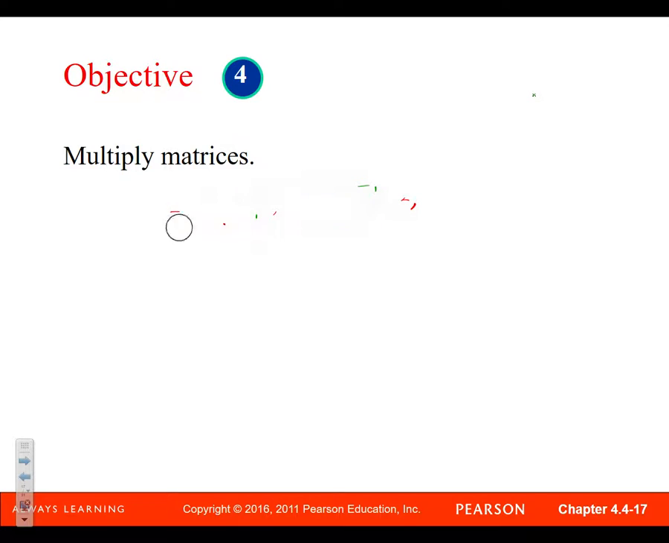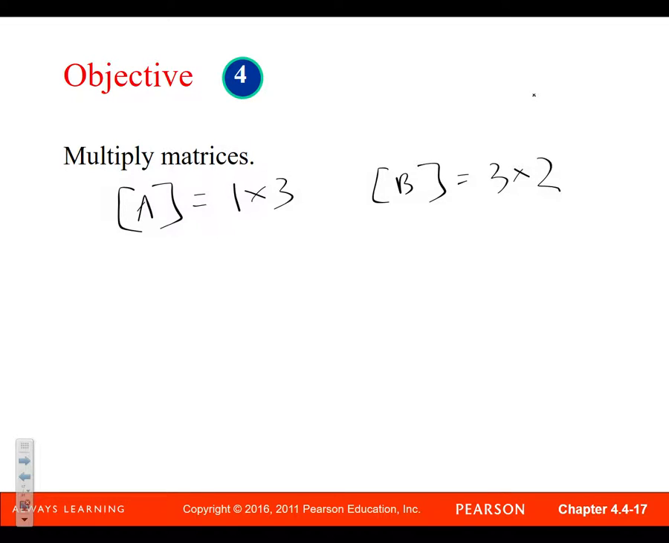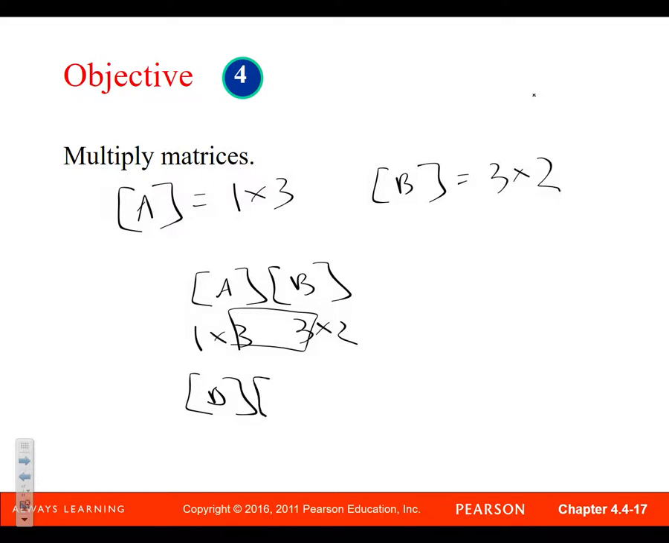Take a look. Let's say matrix A is a 1 by 3, and matrix B is a 3 by 2. Now, if I said I want you to find the product of A times B, well, that's 1 by 3 and 3 by 2, correct? The two inside match. So what's my answer matrix going to be? A 1 by 2.